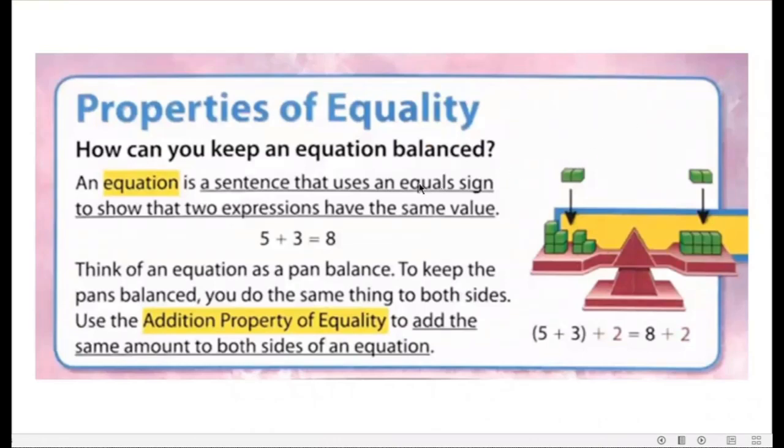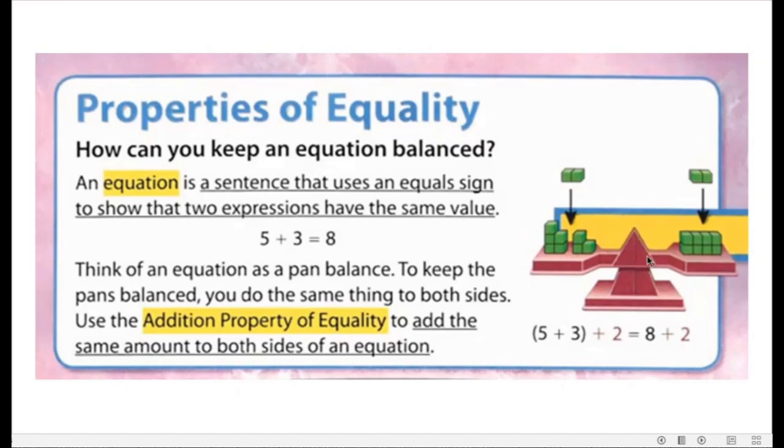Properties of equality. How can you keep an equation balanced? An equation is a sentence that uses an equals sign to show that two expressions have the same value. For instance, we have 5 plus 3 is equal to 8. Think of an equation as a pan balance. To keep the pans balanced, you do the same thing to both sides. Use the addition property of equality to add the same amount to both sides of an equation.